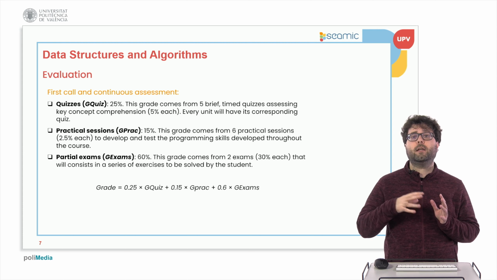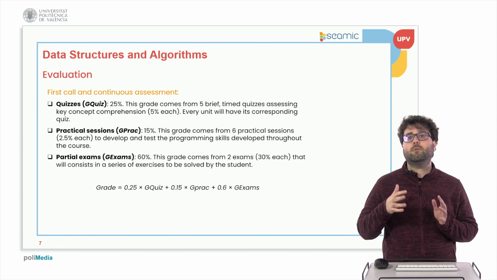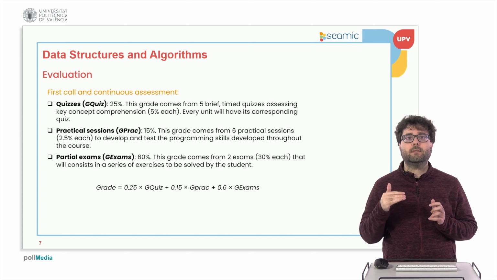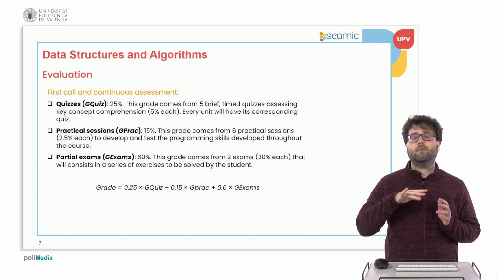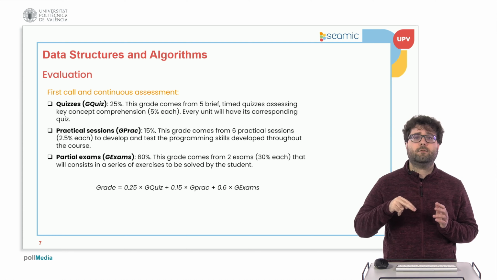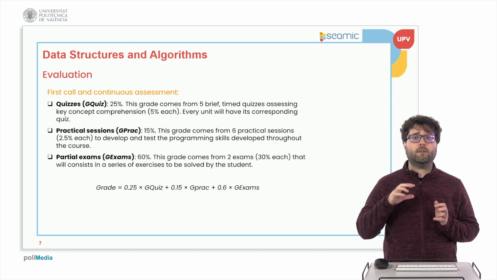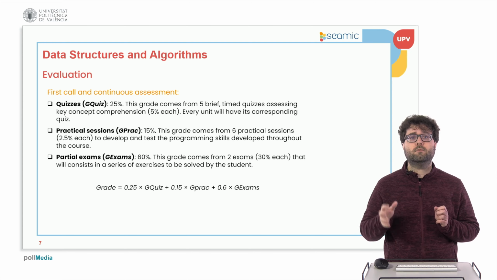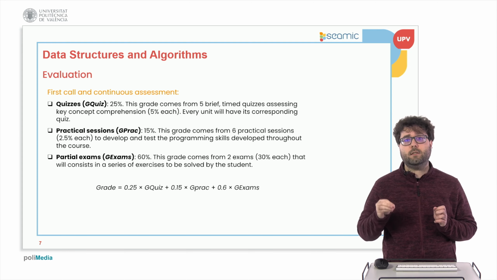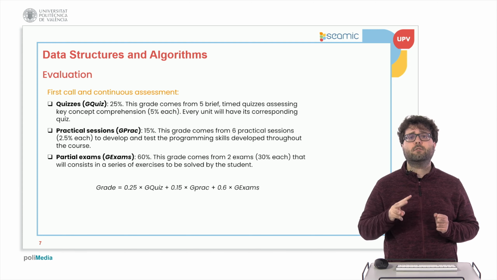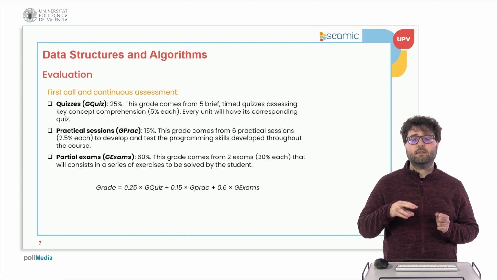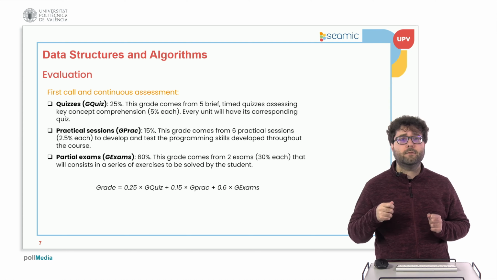Then we have the practical sessions. Practical sessions are made of several exercises that you will have to submit at a given time. There will be a total of 6 sessions. Remember, 1 for each unit, 2 in the case of unit 5. And this makes up 15% of the final grade, with a total of 2.5% for each practical session. And finally, we will have some partial exams. We will have 2 exams for a total of 5% each, and they will consist of a series of exercises to be solved on paper.